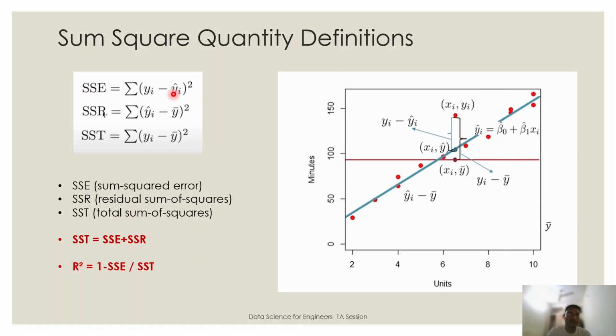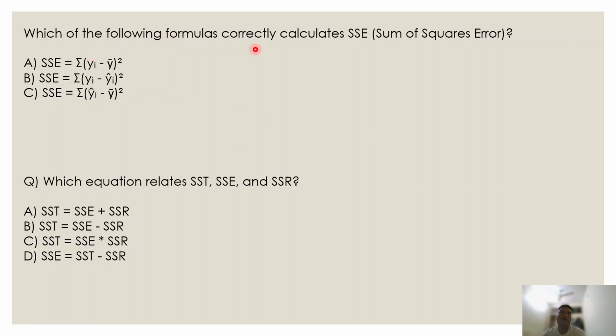See SSE, the sum of yi minus yi hat squared here, and then look at where it is. This is the one, this is the one, and this is the one, and that will help you know what exactly the different things mean. We will be asking some numericals on this, so take a snapshot of the formula. Which of the following formulas correctly calculates the sum of square error? Very easy thing, that's what we discussed. I think it's very straightforward stuff.